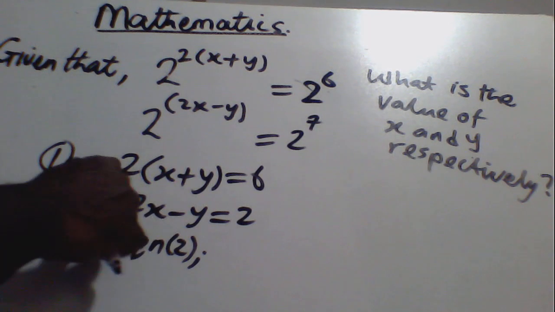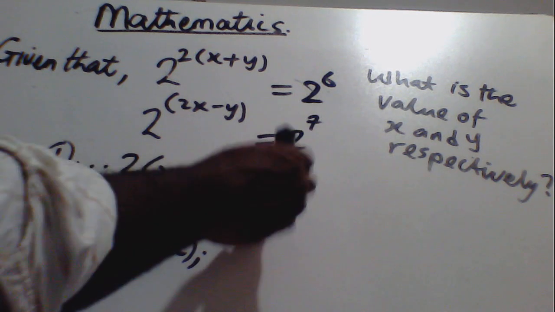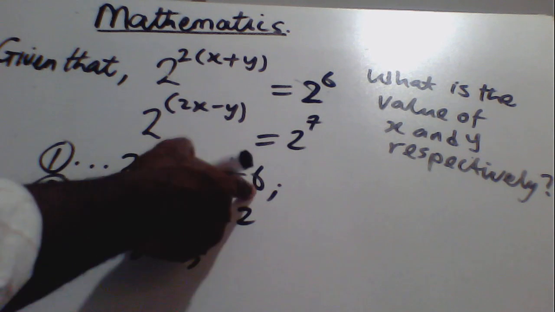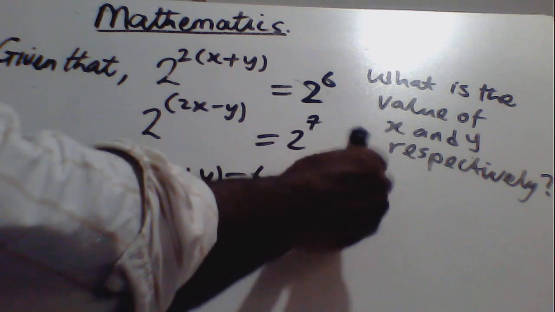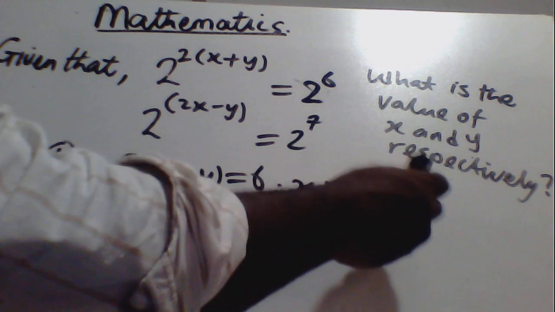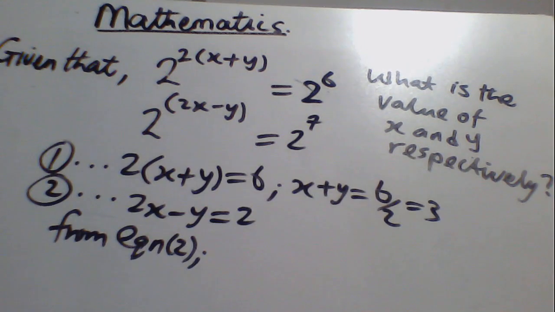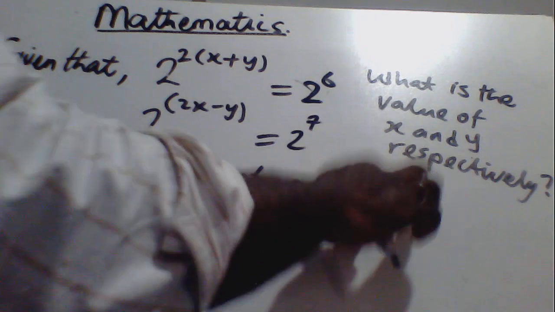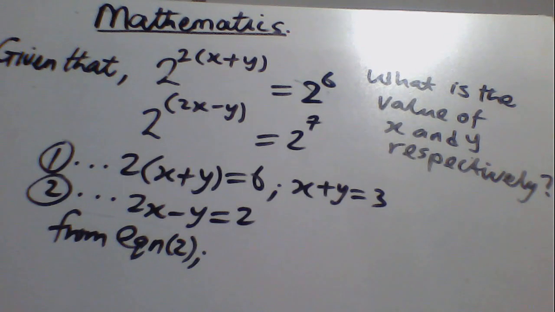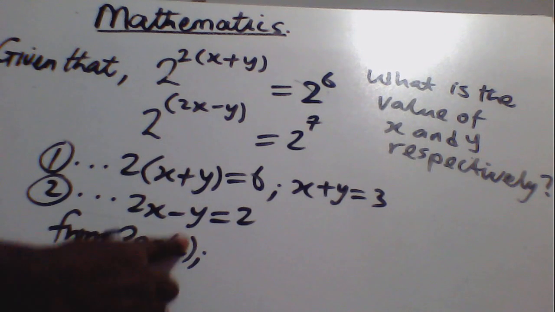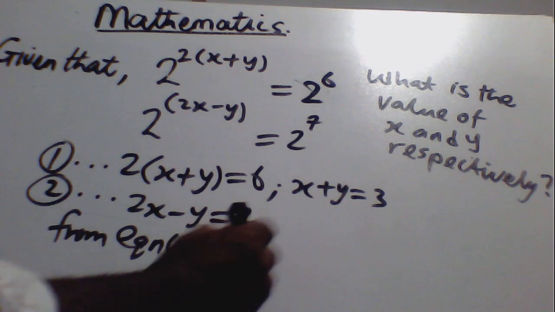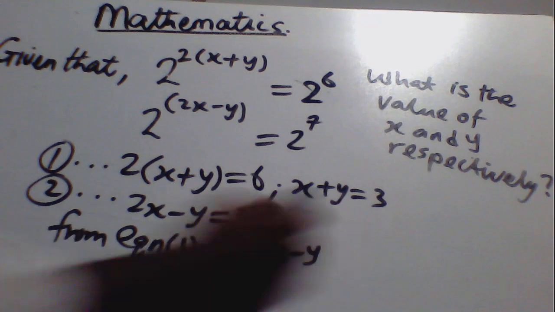Mind you, from equation 1, we can simplify. Notice that there is 2 here and 6 here, so the 2 can cancel out to give us x plus y equals 6 over 2, which gives us 3. So from equation 1, making x the subject, x is equal to 3 minus y.